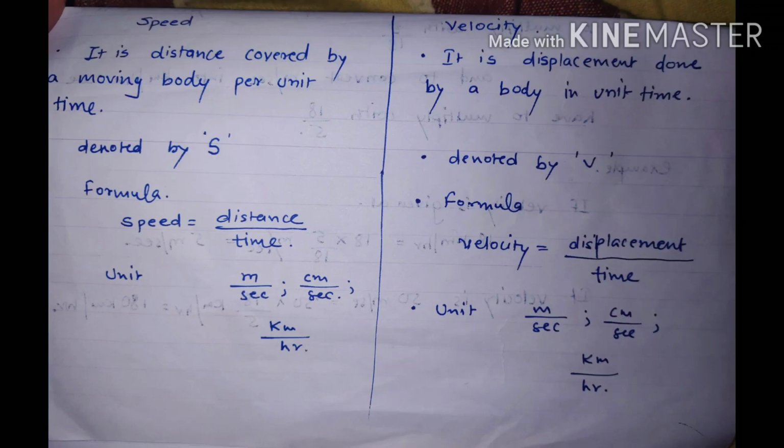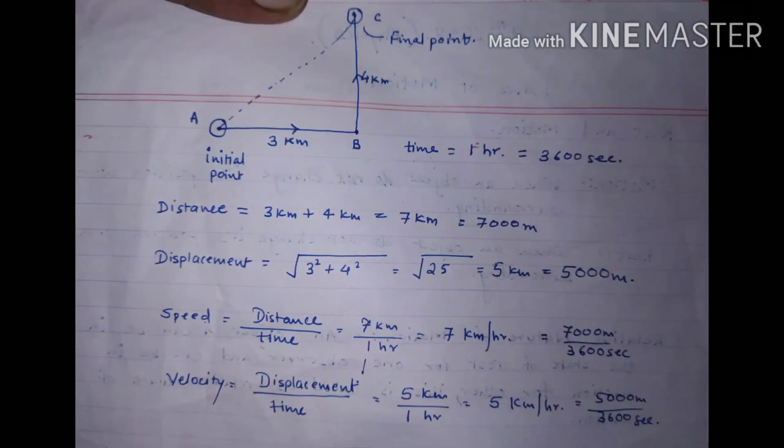With the help of an example, now we are going to study distance, displacement, speed and velocity. Suppose a person is traveling from point A to point B, which is to the right of point A at 3 kilometers, and from B he travels to the north, or in the upward direction, 4 kilometers towards point C. Now we have to calculate the distance, displacement, speed and velocity if he took 1 hour to complete his journey.